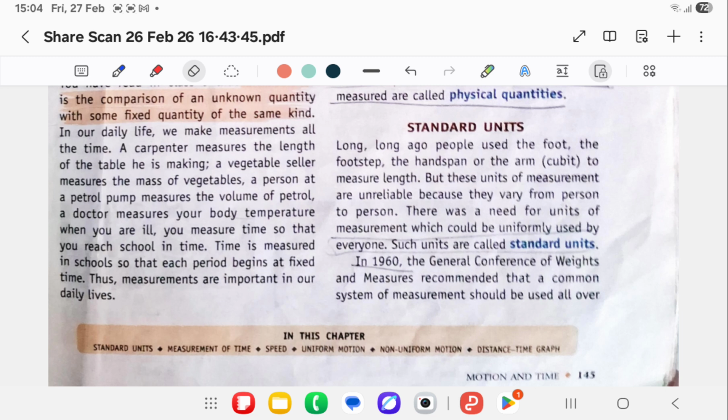So as you use your centimeter scale in your pencil boxes daily, it has a standard length of 15 centimeters. Yes, so in the whole universe 1 centimeter and 15 centimeters will be measured as the same. It will not be different for me or you or anyone else. Clear? So standard units are the units that are uniformly used by everyone in the world. Okay, next.